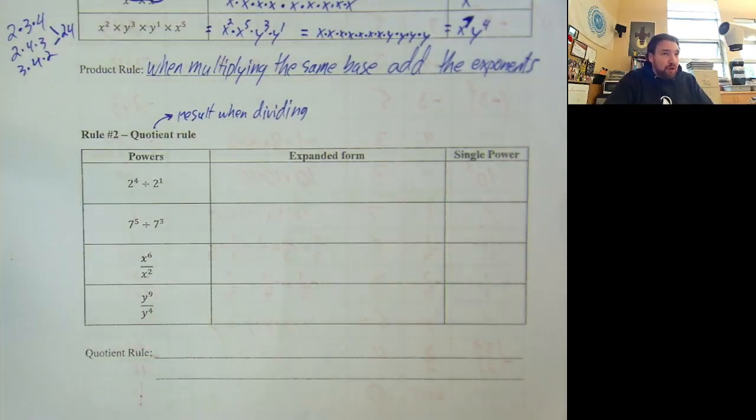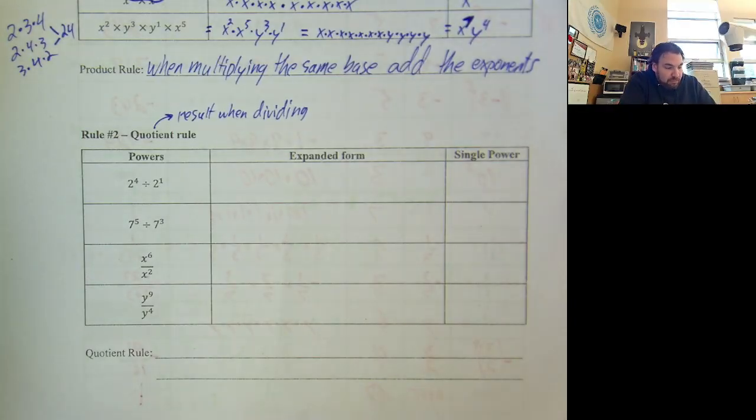So the second rule only works when? Excuse me? This second rule only works when? Dividing. Dividing. That's why it's called the quotient rule. No, you're good. Don't worry about it.